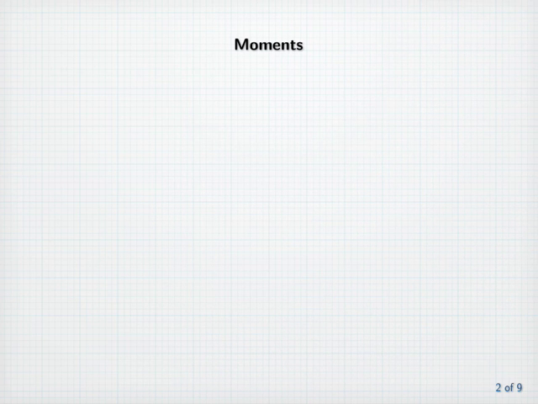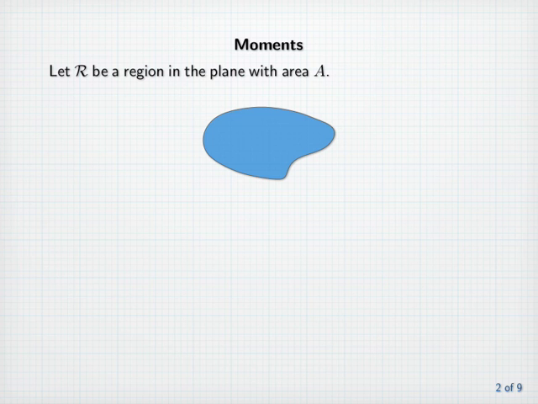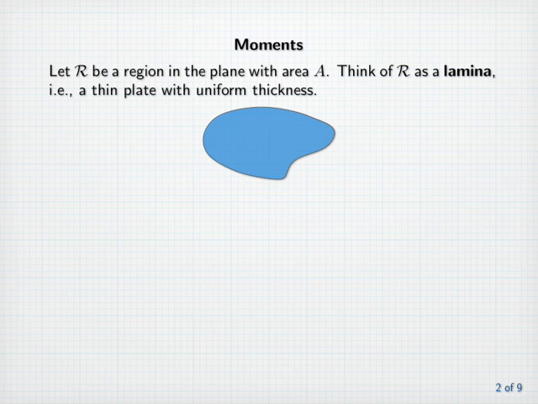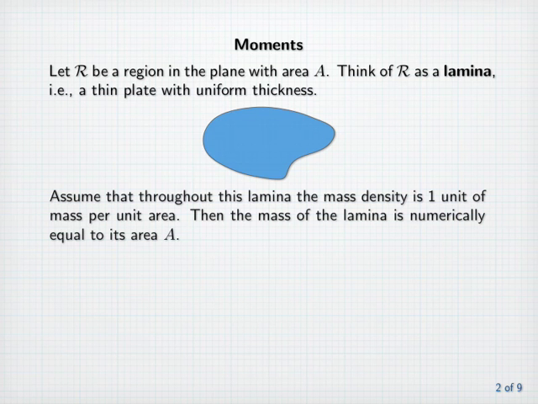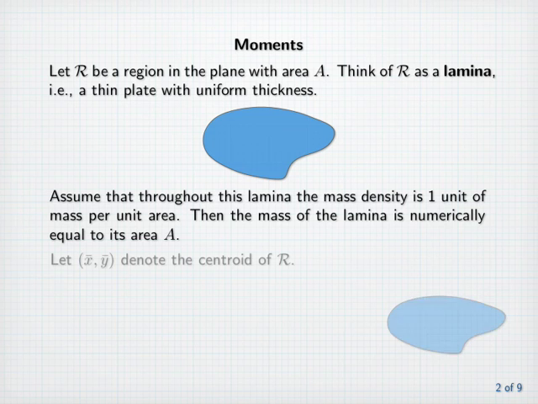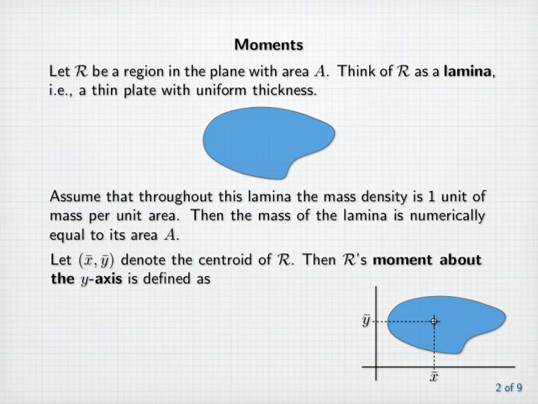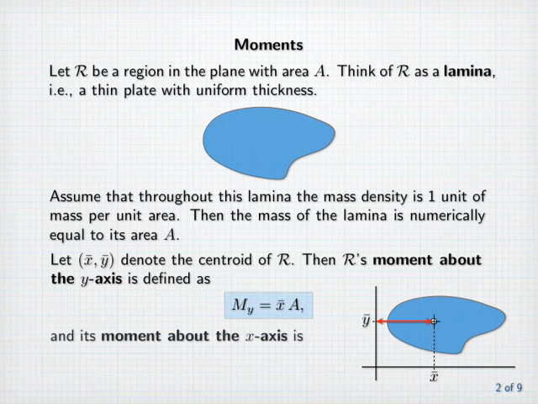Moments. Let R be a region in the plane with area A. Think of R as a lamina, that is, a thin plate with uniform thickness. Assume that throughout this lamina the mass density is 1 unit of mass per unit area, then the mass of the lamina is numerically equal to the area A. That is, they're the same but with different units. Let (x bar, y bar) denote the centroid of R. Then R's moment about the y-axis is defined as M_y equals x bar, or the distance from the y-axis, times the area A. And its moment about the x-axis is M_x equals the distance from the x-axis, or y bar, times the area A.